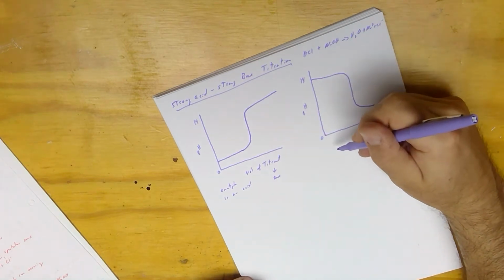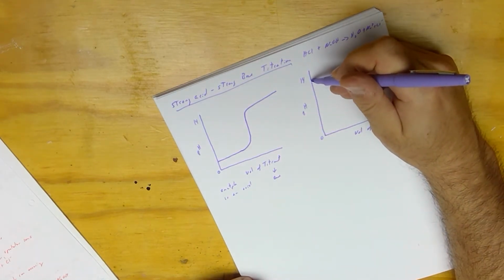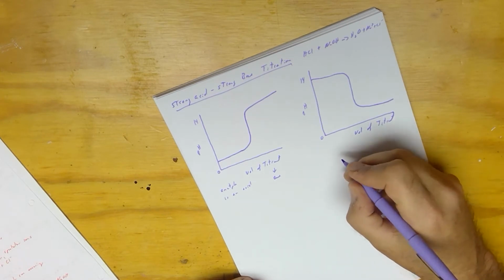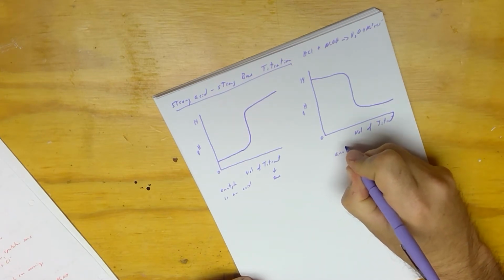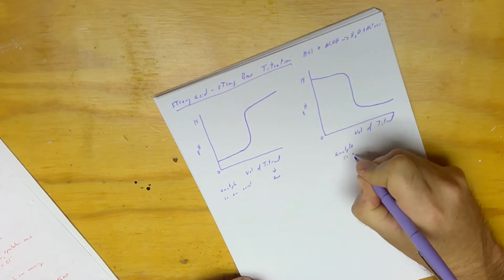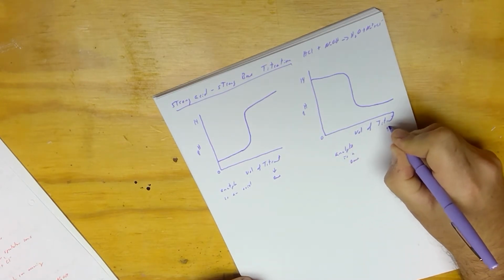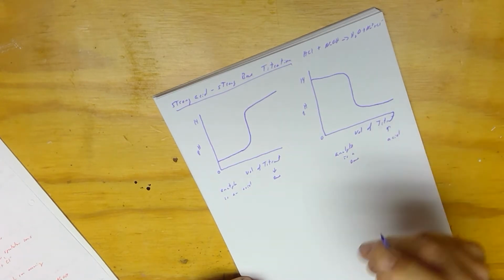Over here, we're starting really high. So this is telling me that my analyte is a base. My titrant is an acid.